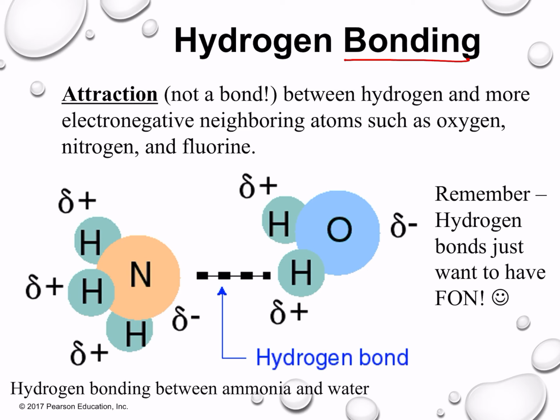So the way that you're going to remember this, I have lots of corny, cheesy chemistry jokes. You're going to remember that hydrogen bonds just want to have fun, right? Sorry about that. But they do. They want to have fun. So they want to bond to fluorine, oxygen, or nitrogen.